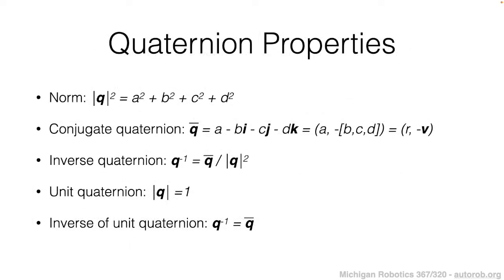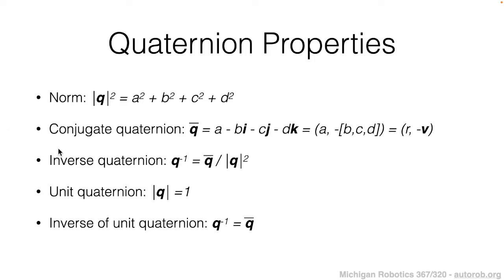In addition, a few other properties are useful to note, and some equations that will be useful when we begin implementing quaternions for project 4 are shown on this slide. We can take the norm of a quaternion by taking the sum of squares of its components.